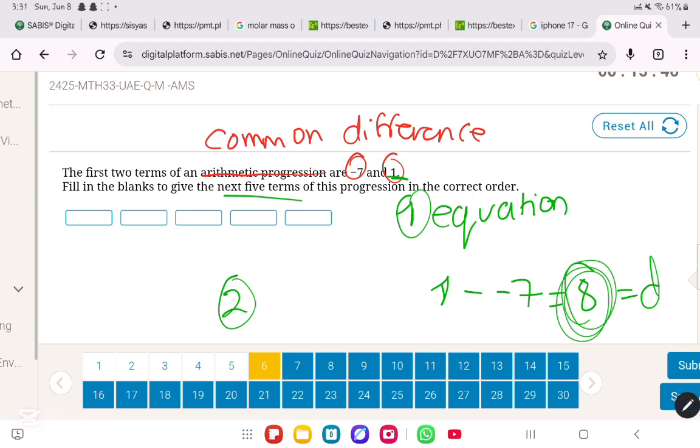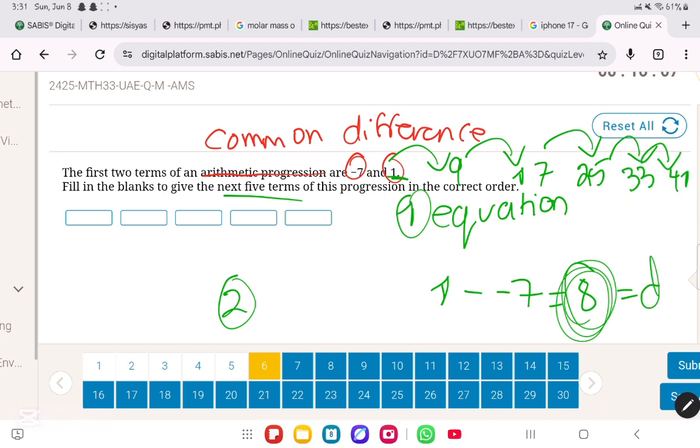This means to find the next 5 terms, you're going to do what? You're going to add 8, so 1 plus 8 is 9, and then you're going to add 8 again, 9 plus 8 is 17, and then again, 17 plus 8 is 25, and then you will add 8 again, you will get 33, and then again you will add 8 to get 41.